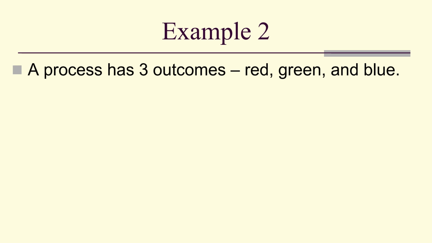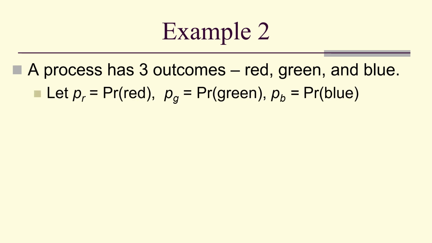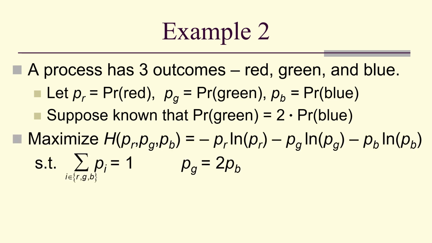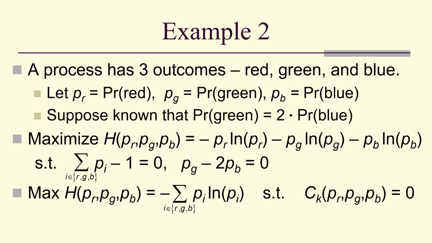Suppose a process has 3 outcomes, red, green, and blue. P sub r is the probability of red, P sub g the probability of green, P sub b the probability of blue. And suppose that we're given the constraint, in other words, we're told that the probability of green is twice the probability of blue. Then we want to maximize our entropy subject to the sum of the probabilities being 1 and P sub g equal to 2 P sub b. As constraints, we would have these equal to 0. So we're maximizing our entropy subject to the c sub k functions being 0.